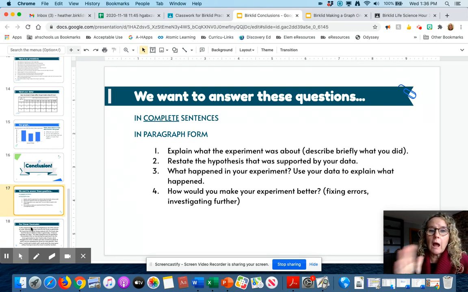So this is really how you write a conclusion, and this is a great resource to come back to when we write our conclusions for other experiments. So I hope that was helpful.